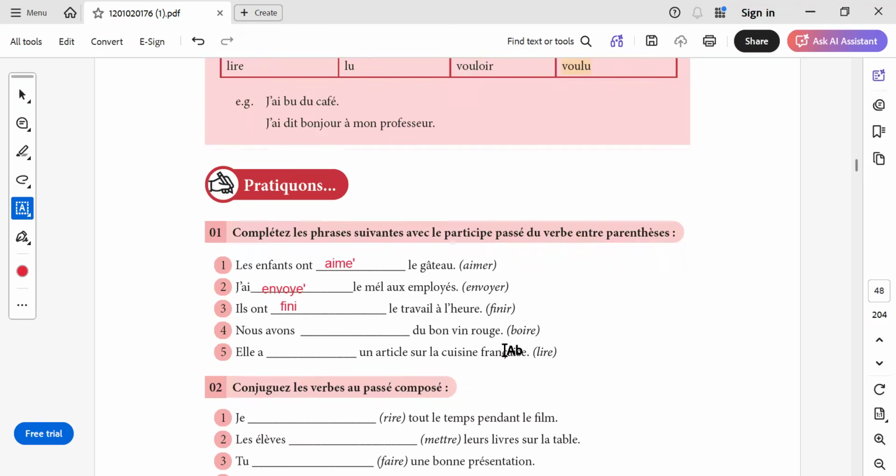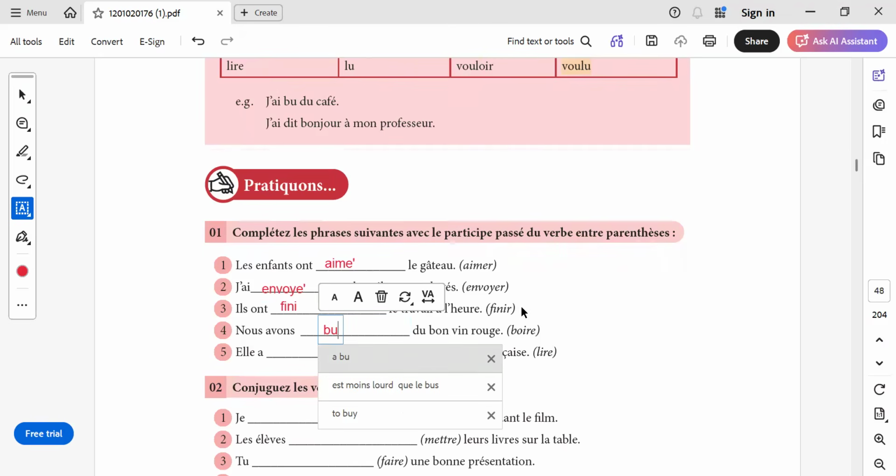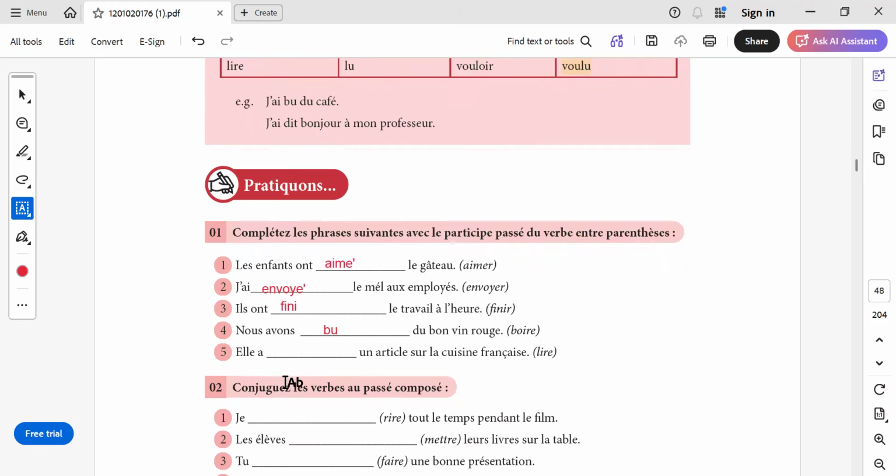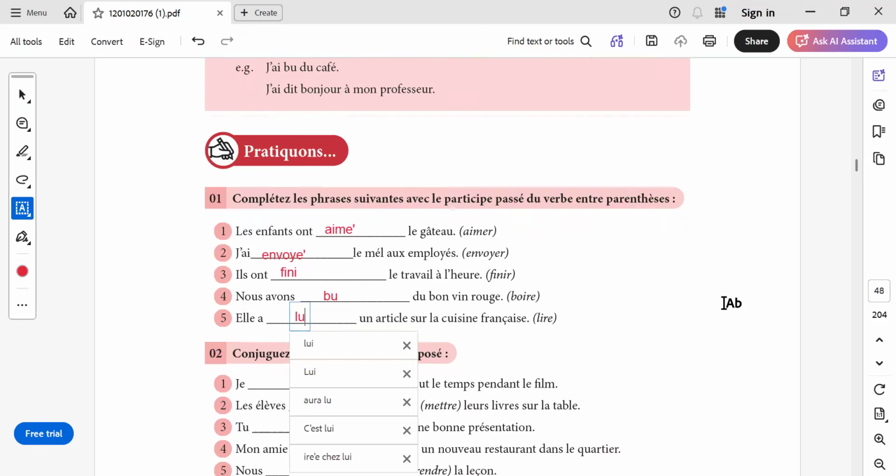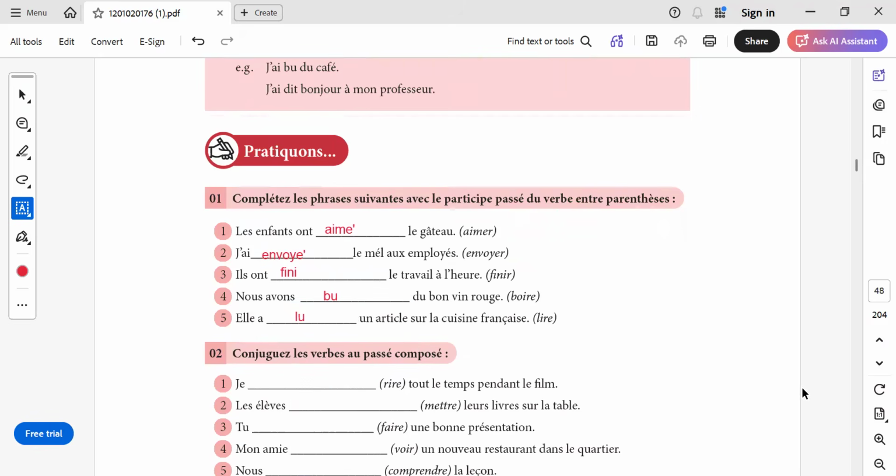Nous avons boire du bon vin. Boire is irregular verb. You can see here in this chart the irregular verb participe passé is given. Nous avons bu du bon vin rouge. Elle a lire un article sur la cuisine française. Verb is lire, again irregular. It is lu. Initially, you can refer to the chart. Slowly, you will be able to remember.